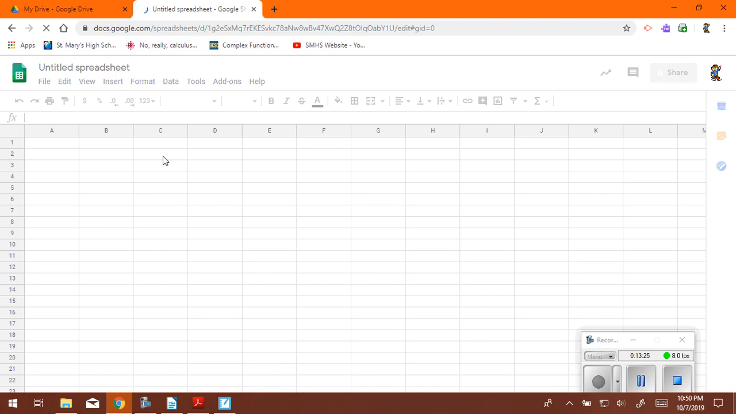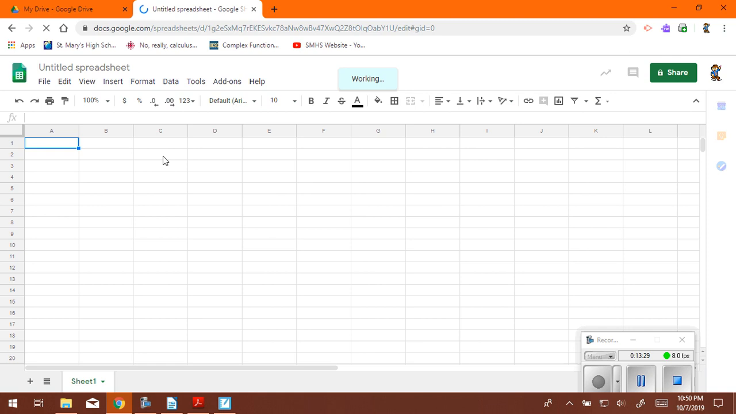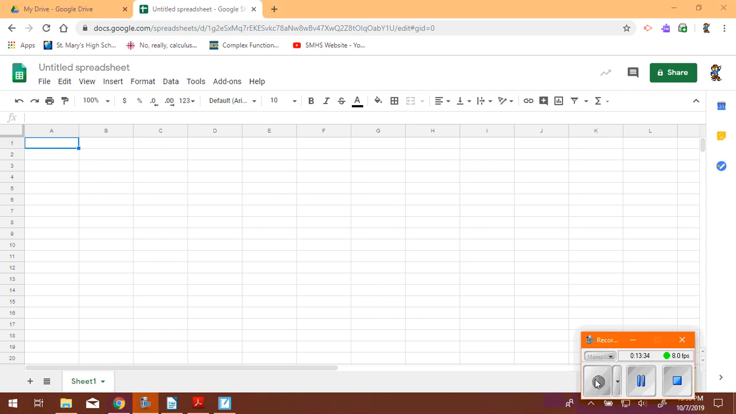Okay, so this is what it looks like, a table with some places you can put information. Okay, we're going to be using some information from your textbook. If you don't have your textbook, you don't have to go grab it right this second. Just follow along as I input it on the video here.